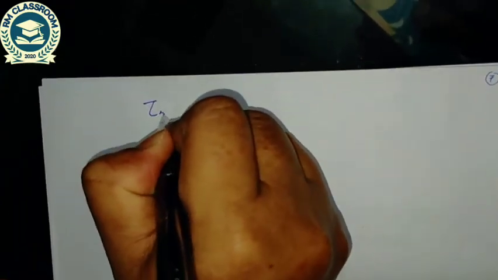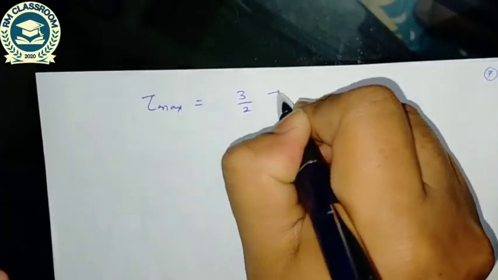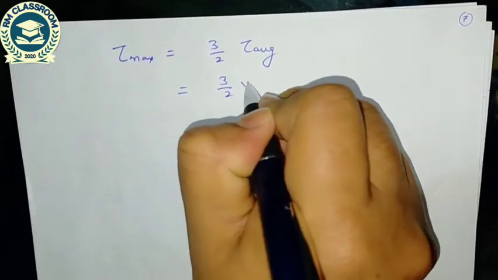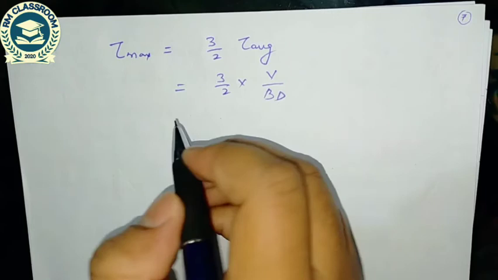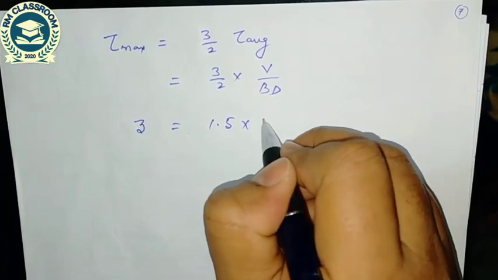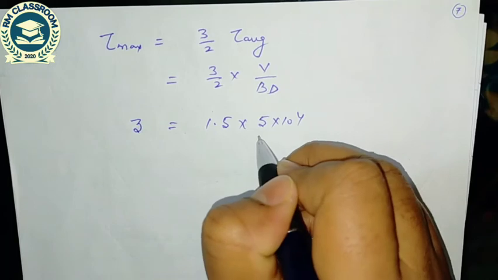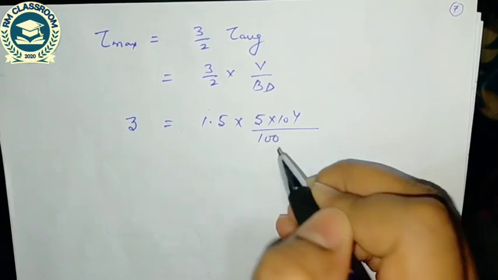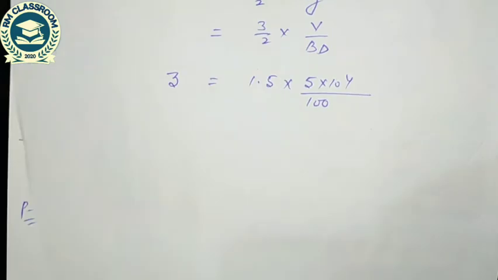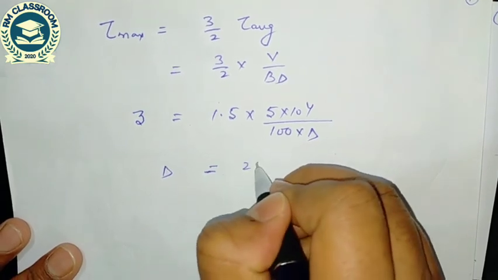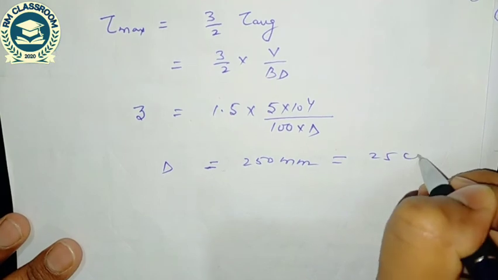So we know in a rectangular beam, maximum shear stress is 3 by 2 times the average shear stress. And the maximum shear stress is 3 by 2 times shear force divided by area. The maximum shear stress is 3, so 1.5 times, and V is given as 5 into 10 to the power 4 Newton, and width is given in the question, that is 10 centimeter. So it is 100 mm into D. So D can be computed as 250 mm or 25 centimeter.